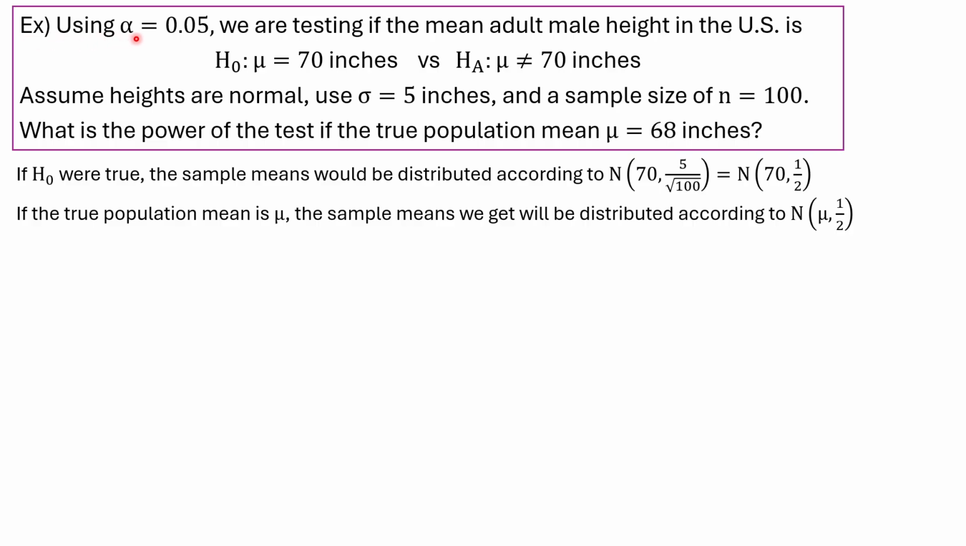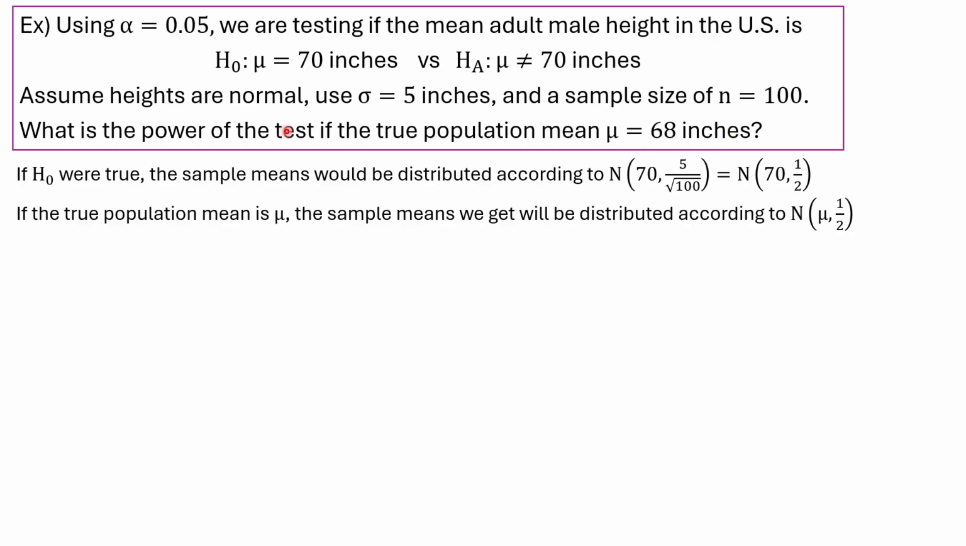Using a significance level alpha of 0.05, we are testing if the mean adult male height in the United States is equal to 70 inches, that will be our null hypothesis, or not equal to 70 inches, that will be our alternative hypothesis. So assume heights are normally distributed, use sigma of 5 inches for the individual, and a sample size of 100 people, 100 adult males in the US that we will be testing their heights. What is the power of the test if the true population mean is actually 68 inches for adult male heights in the US?